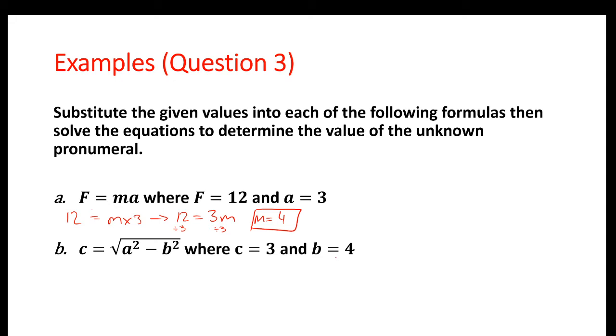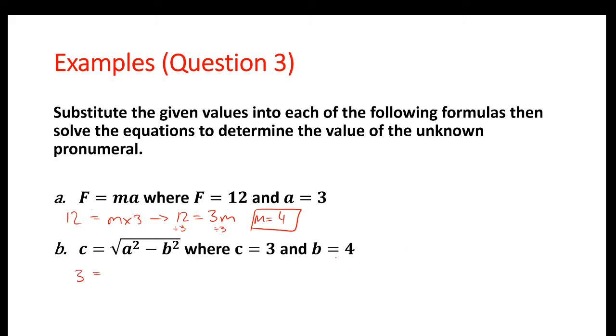Next, C is equal to the square root of A squared minus B squared, where C is equal to 3 and B is equal to 4. I don't know if we've done these yet or not, but the opposite of square rooting something is squaring. If I have x squared, the opposite is the square root of x. So whatever the number is, you just square root it. Let's substitute some values in.